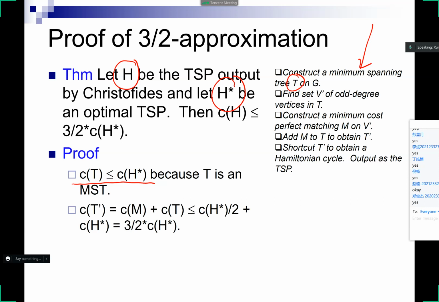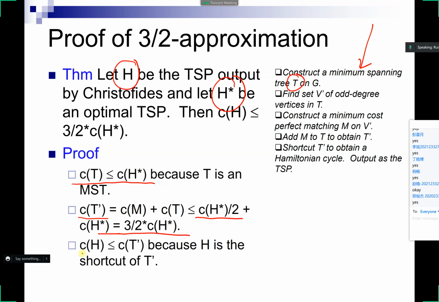Right, and now T prime, which is the MST plus the matching. Well, we just said that the matching's cost is at most half of the cost of the optimal TSP. And the MST is also at most the cost of the optimal TSP. So therefore this matching plus the MST is going to be at most 3/2 the cost of the optimal TSP.